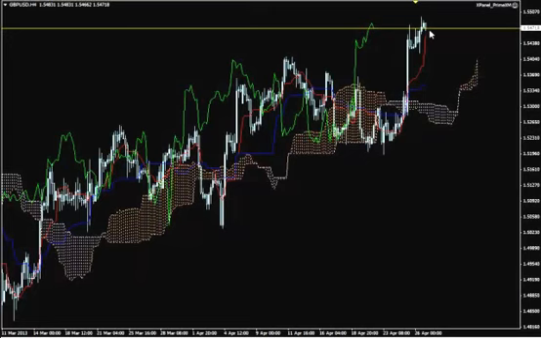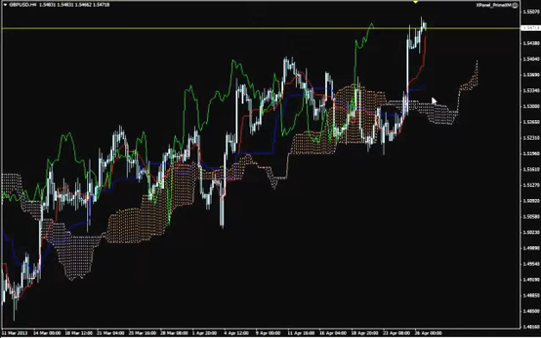Tenkan-sen is angling upwards, and Kijun-sen may be horizontal, but we just had a crossover here which was strongly bullish. And we also had this huge bullish candlestick here after the Kumo breakout.